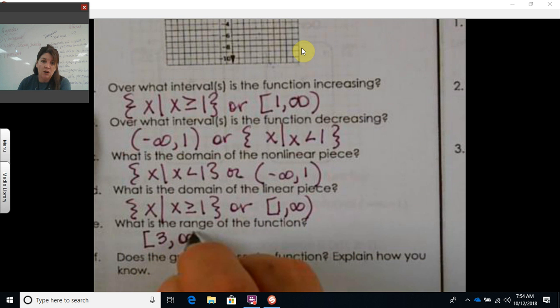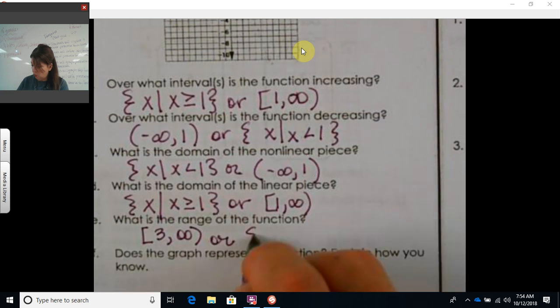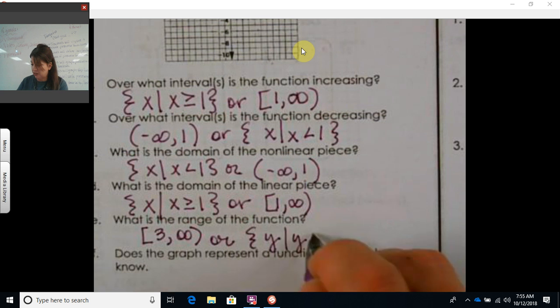Now, for domain, we go left to right. But if it's range in interval notation, we go lowest to highest. Okay? Or we could say y, because we're talking about the range, so it's y such that y is greater than or equal to 3.